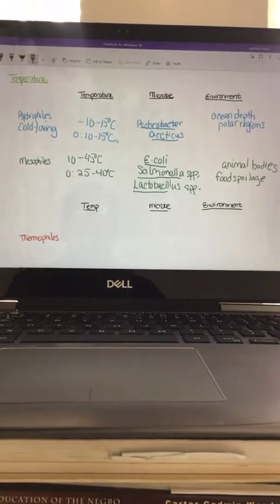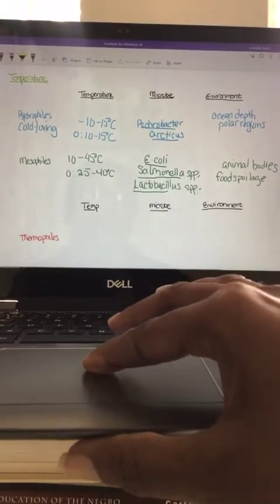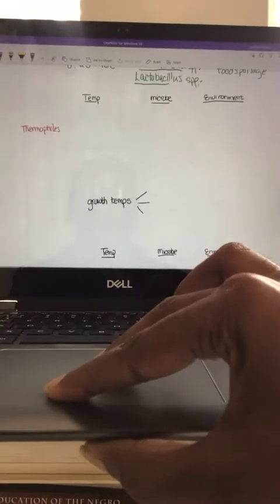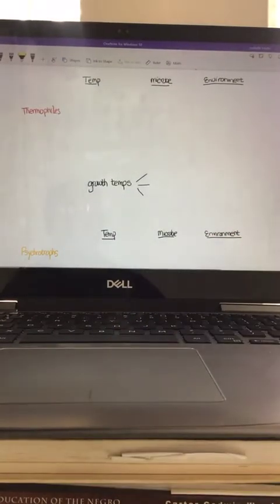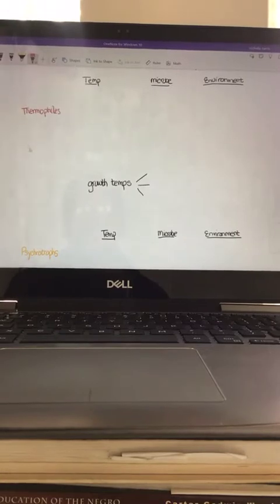Okay, so that is the first two. Next one is our thermophiles. These are the ones that love heat. They are heat loving. The temperature range is 40 degrees to 70 degrees Celsius.